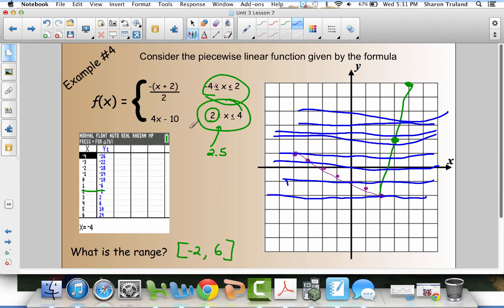All right, so yes, we are going to work with piecewise functions a little more. In fact, we're going to work with them in the next lesson. We're going to take a period to just practice them. But today's was domain and range. Okay, see you guys later.